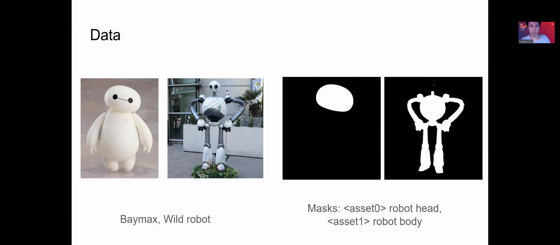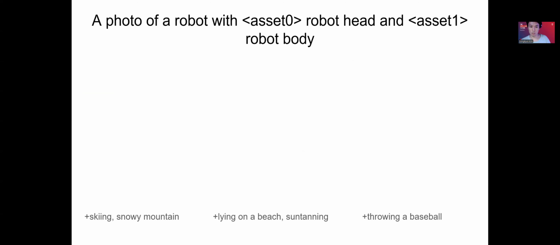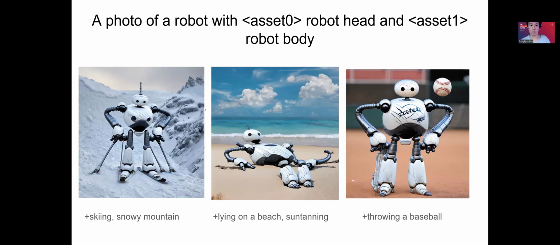So for the results, here's an example where I trained Stable Diffusion to create an image of a robot with Baymax's robot head and Wild Robot's robot body. And this would be the result with the prompt, a photo of a robot with asset zero robot head and asset one robot body. And these are the results in different environments. The first one would be skiing on a snowy mountain. The second would be lying on a beach suntanning. And finally, throwing a baseball.